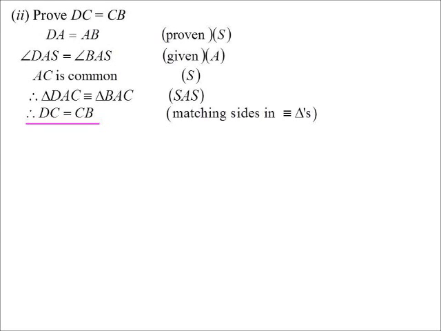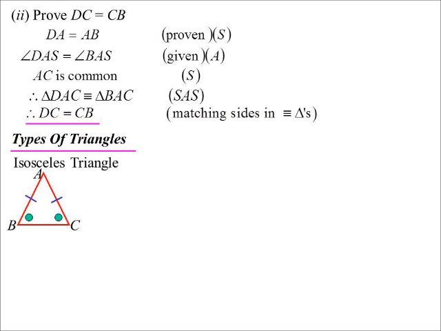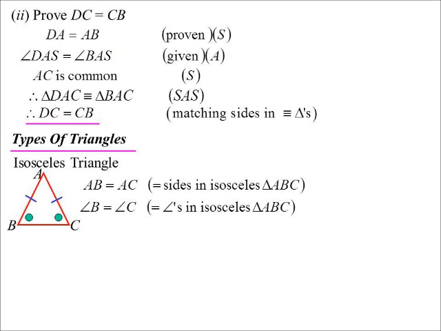Right. The different types of triangles, of course we have our isosceles triangles. AB is equal to AC if I wanted to use that fact. Remember, I'd need to know it's isosceles to use this fact. They're equal sides in an isosceles triangle. If I wanted to use the fact with the angles, then that would be the equal angles in the isosceles triangle.